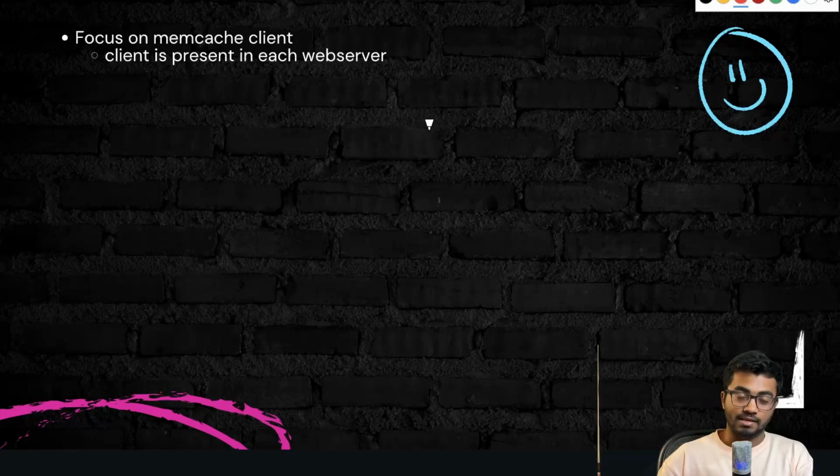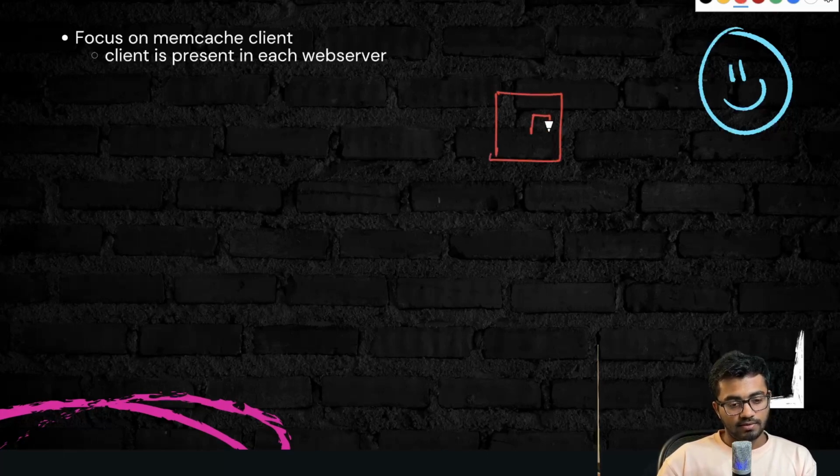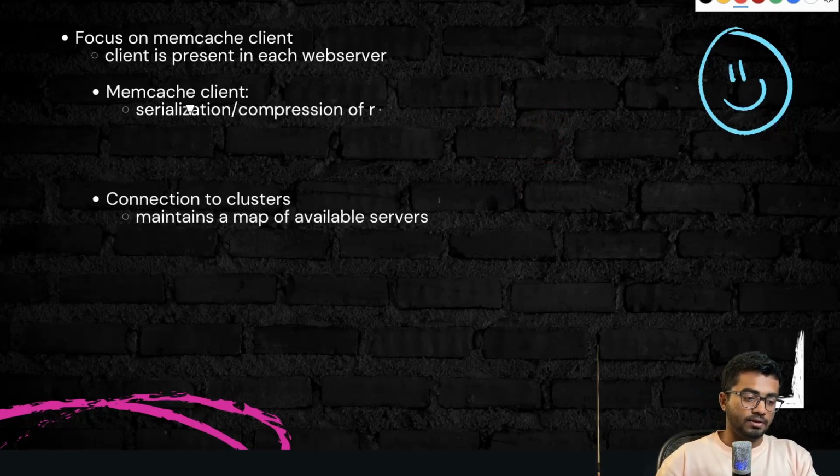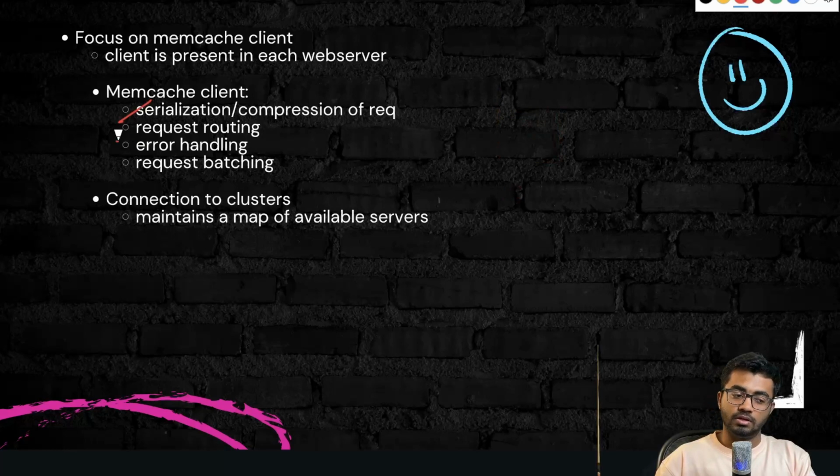Okay, now what exactly is the Memcache client? Memcache client is something that sits inside each web server. So this is the web server, this is the Memcache client. Sorry for my handwriting, but yeah, understand it. Each Memcache client is given a lot of responsibilities to talk to the Memcache servers. It's basically an interface between the web servers and the Memcache servers, and it handles a lot of things. Like it handles serialization or compression of the request, it routes the request, it handles errors, it batches the requests, and so on and so forth.